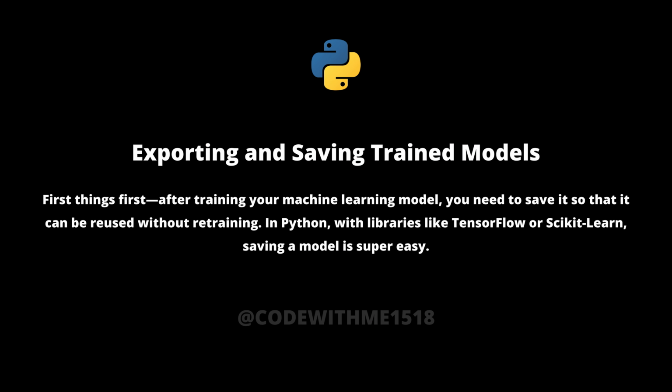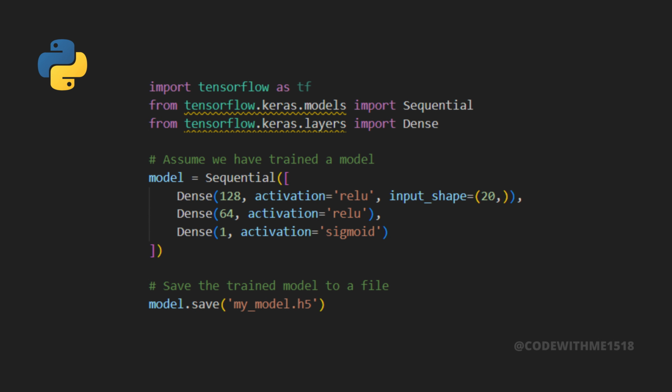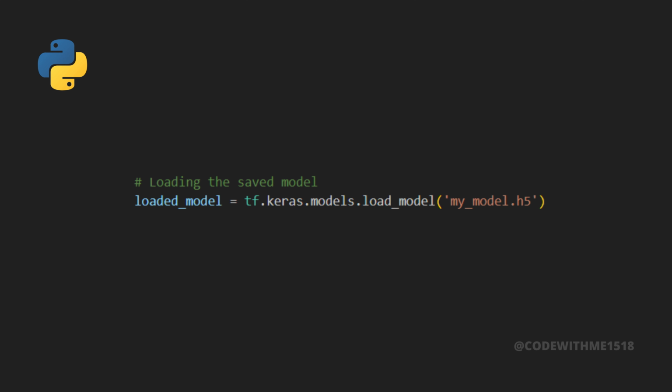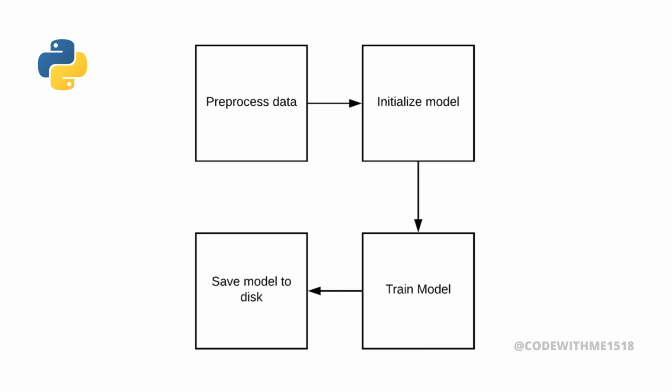First things first, after training your machine learning model, you need to save it so that it can be reused without retraining. In Python, with libraries like TensorFlow or scikit-learn, saving a model is super easy. Let's start by saving a trained model using TensorFlow's Keras API. With this simple command, we've saved our trained model as a file named my_model.h5. This file can be loaded back anytime without needing to retrain the model. And that's how easy it is to save and reload your model.